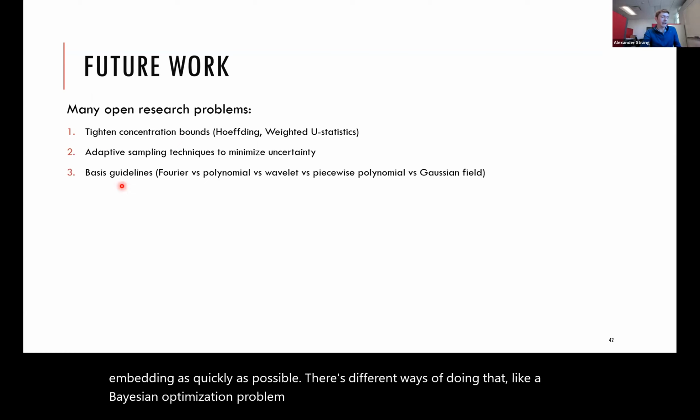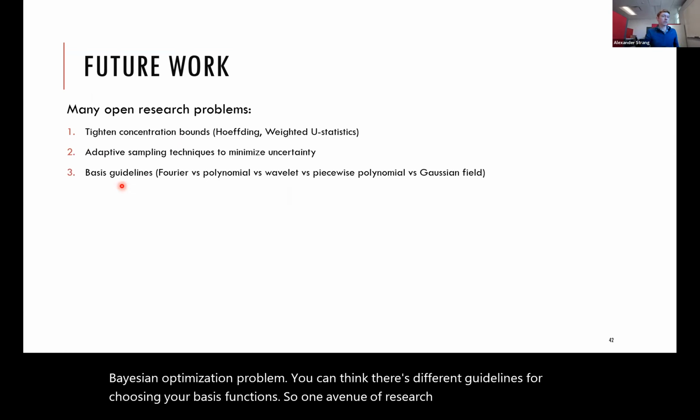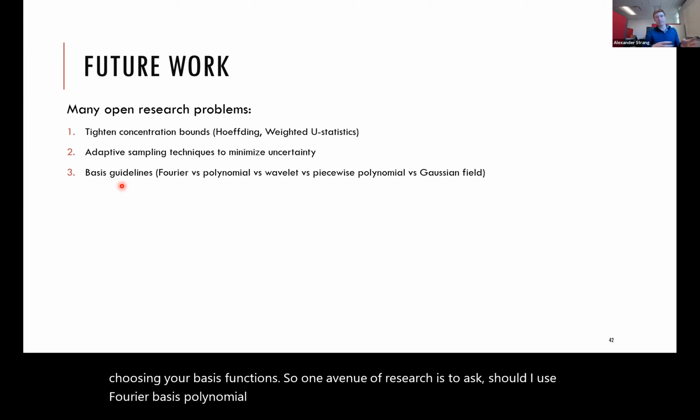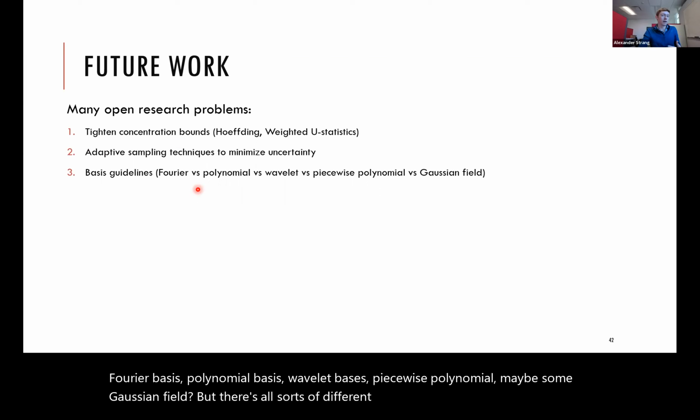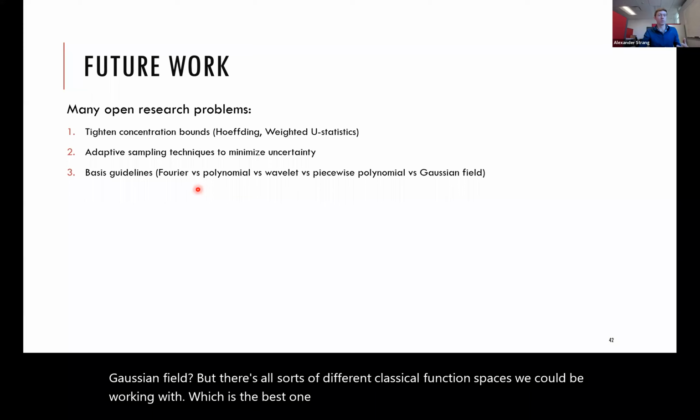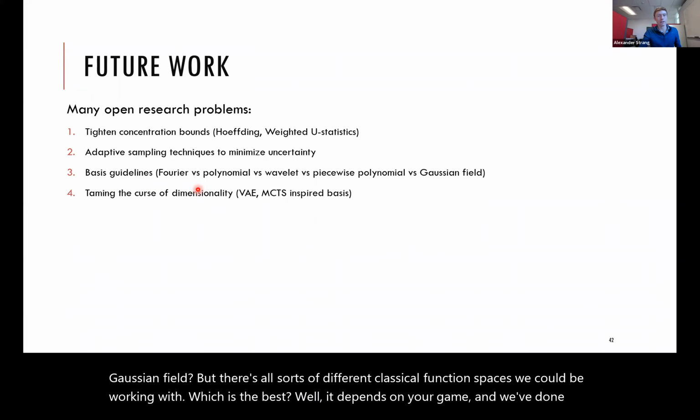It's like a Bayesian optimization problem. You can think there's different guidelines for choosing your basis function. So one avenue of research is to ask, should I use Fourier bases, polynomial bases, wavelet bases, piecewise polynomial, maybe some Gaussian field, right? There's all sorts of different classical function spaces that we could be working with. Which is the best? Well, it depends on your game, and we've done some work to try to predict that.